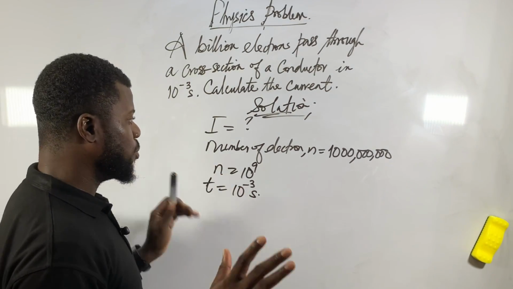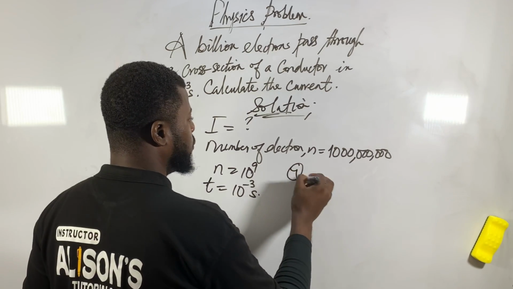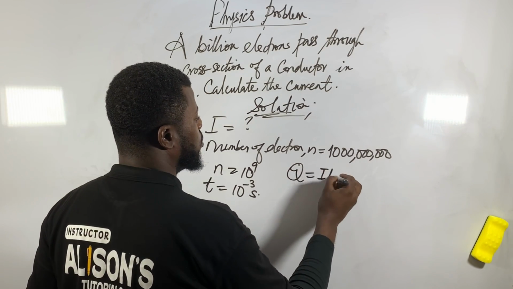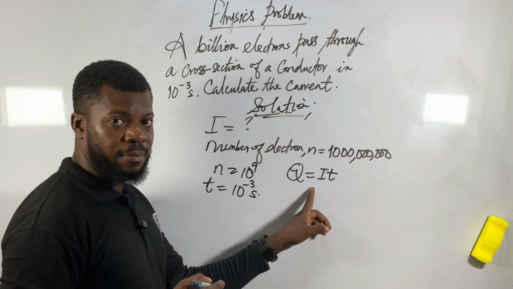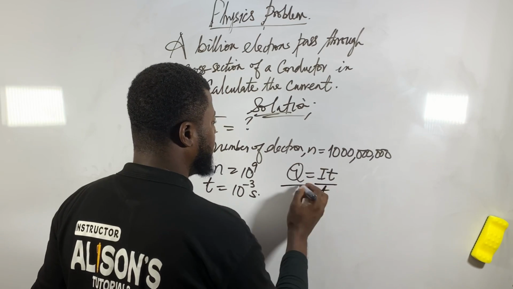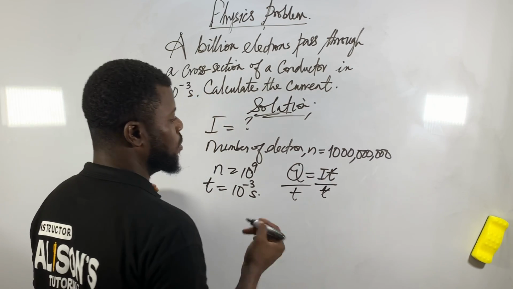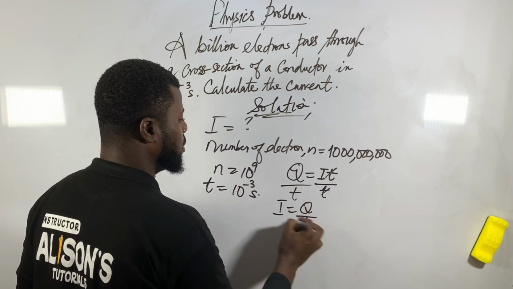To keep it simple, remember that under electrolysis, Q, the quantity of charge, equals current times time. You may not have seen this formula before, but to make the current the subject, I will divide both sides by T. T and T will cancel. So I will be equal to quantity of charge all over time.